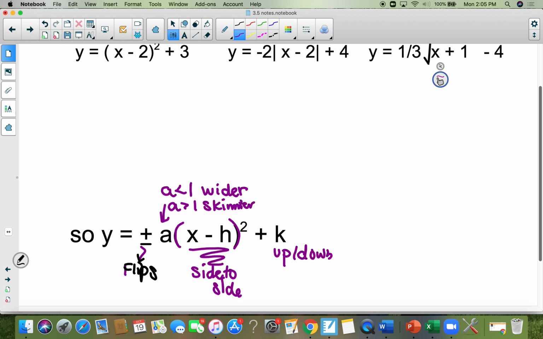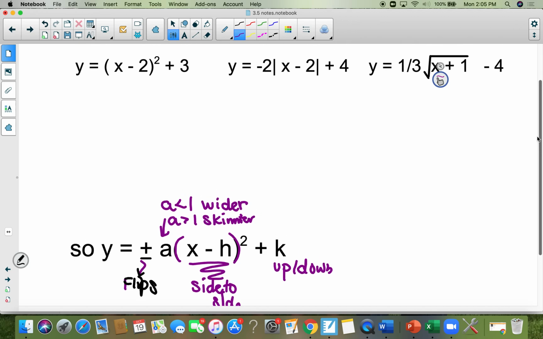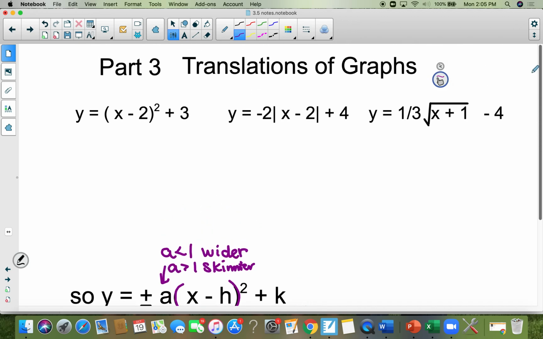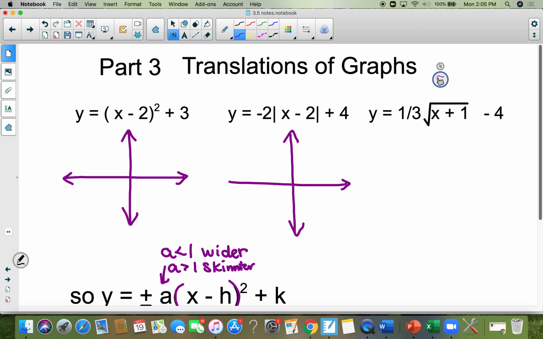So, for this part, you're supposed to be able to translate these graphs. And we did this in Algebra 2 last year. All you're going to do is make yourself an XY chart. I'll wait for you guys to maybe do that.